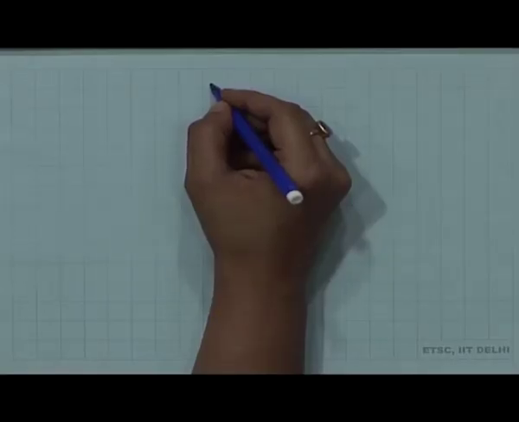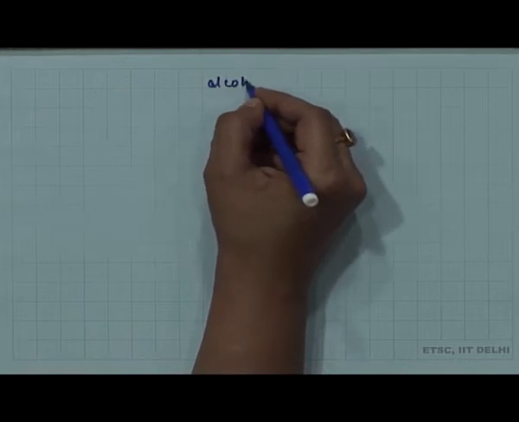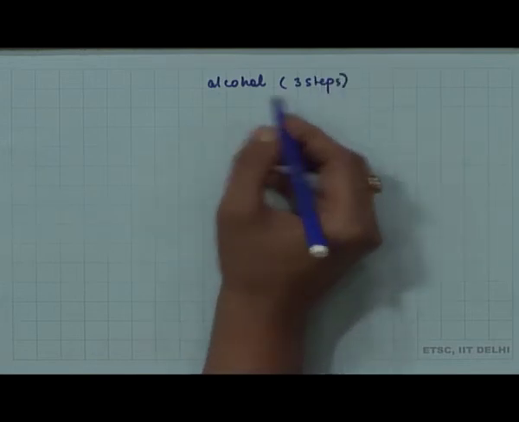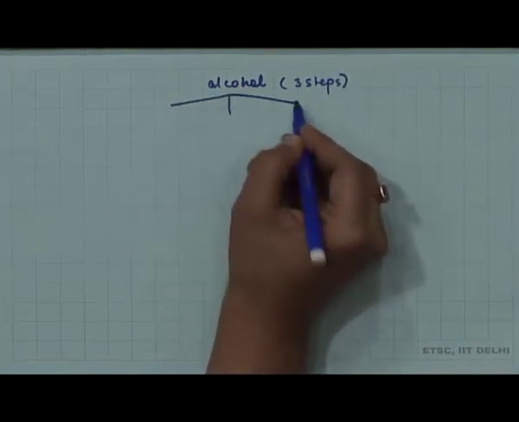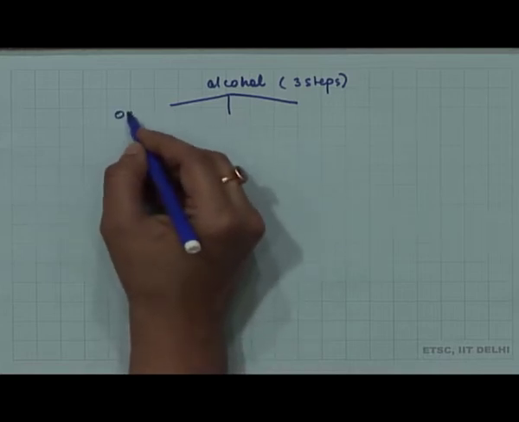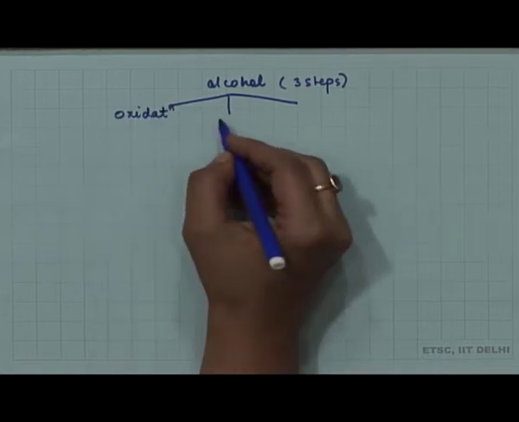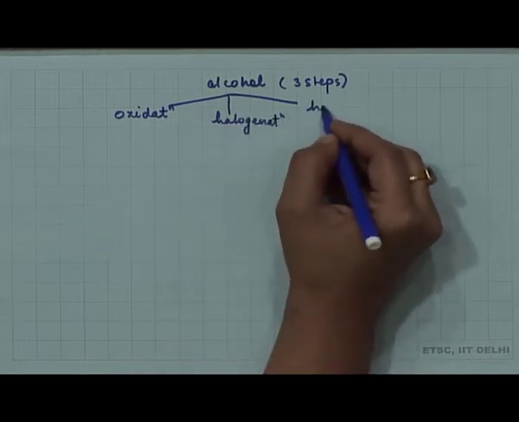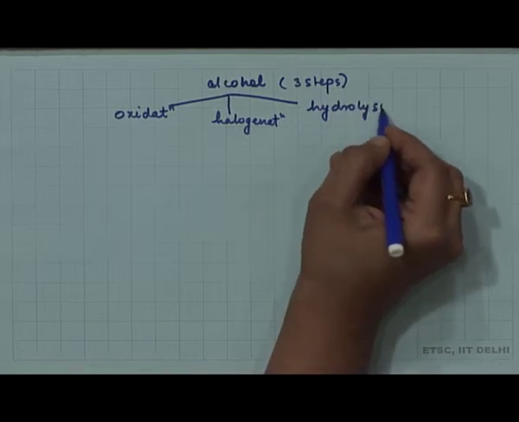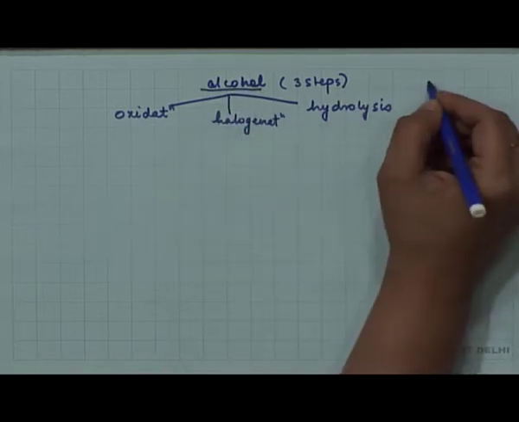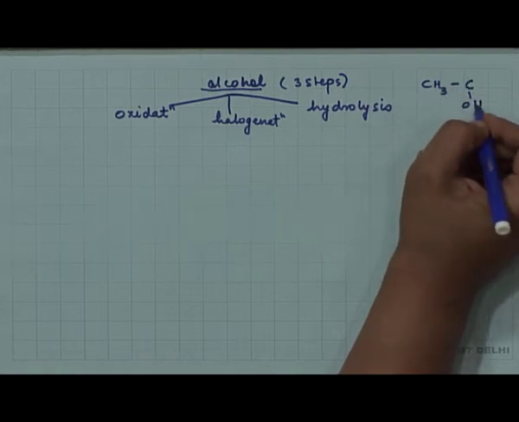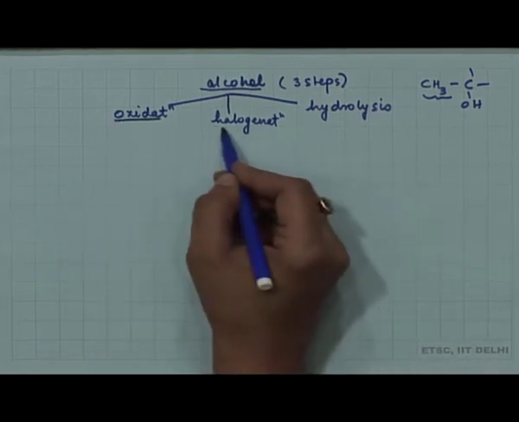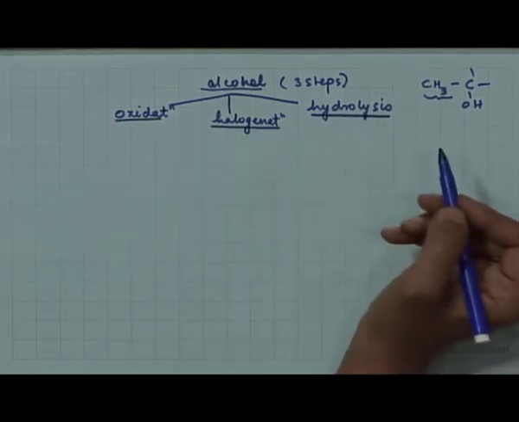Alright, so what happens in this reaction? With the alcohol, this reaction requires 3 steps. If you start with the alcohol as the substrate, the first step is the oxidation, the second is the halogenation, and the third is the hydrolysis. So, if you start with an alcohol in which the carbon bearing the hydroxyl has a methyl attached to it, then it will involve an oxidation followed by halogenation followed by hydrolysis.